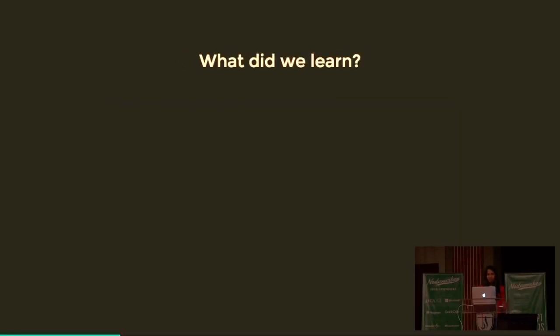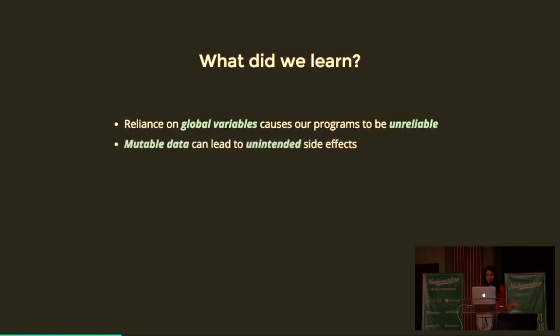So what did we learn? One, reliance on global variables causes our programs to be unreliable. I think this is a no-brainer. Everyone knows this already, but we just learned that through our calculate area function. Second, mutable data can lead to unintended side effects. Because we were able to mutate the radii, we did mutate it. We didn't have a restriction around it, so we did.